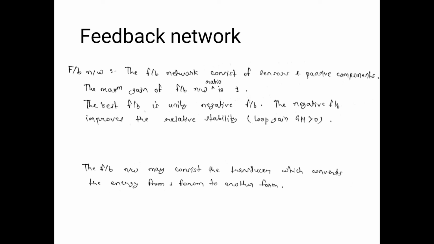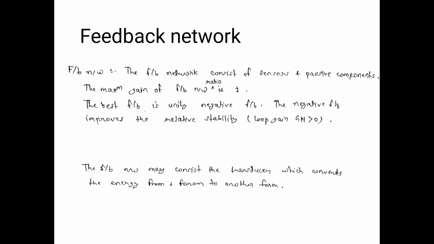The feedback network is part of a closed loop control system. It consists of sensors and passive elements like resistors, and the maximum gain of the feedback network is 1, because it does not amplify any signal. Its job is to sense the output, not to amplify it. The best feedback is unity negative feedback, and negative feedback improves the relative stability. We'll see this in upcoming lectures, but for now remember it improves the relative stability. If you provide positive feedback, it will worsen the situation, and the system becomes more unstable.